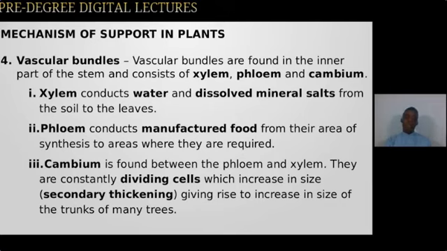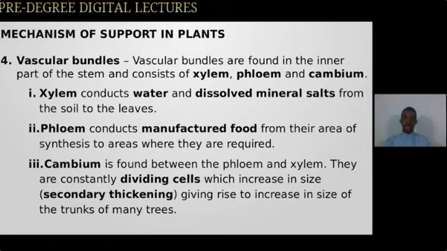Now after these regions, we now move to the vascular bundles, which are the inner part of the plant. So they are found in the inner part of the stem and consist of xylem, phloem, and cambium. Like we mentioned before, xylem conducts water and dissolved mineral salts from the soil through the roots, through the stems, branches, and so on to the leaves.